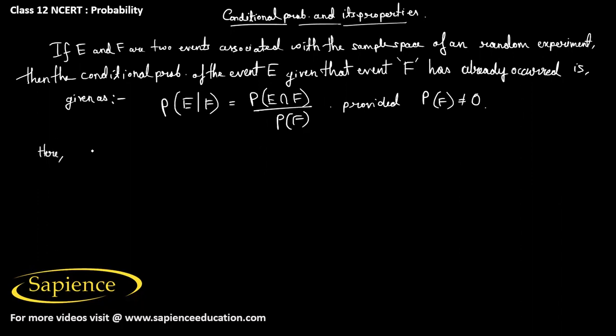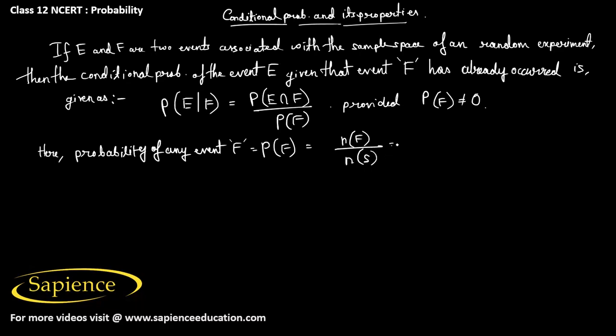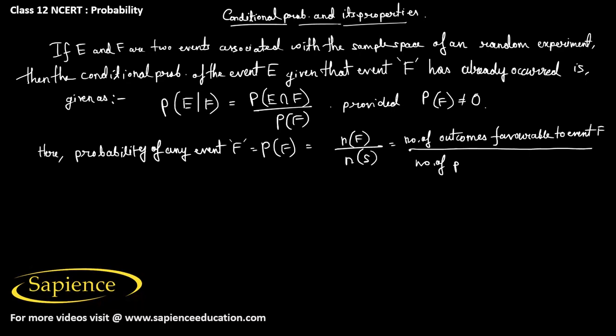So here we should know how to find the probability of any event F. The probability of any event F is given as P of F equals N of F divided by N of S. It means it is the number of outcomes which are favorable to the event F, divided by the total number of possible outcomes.